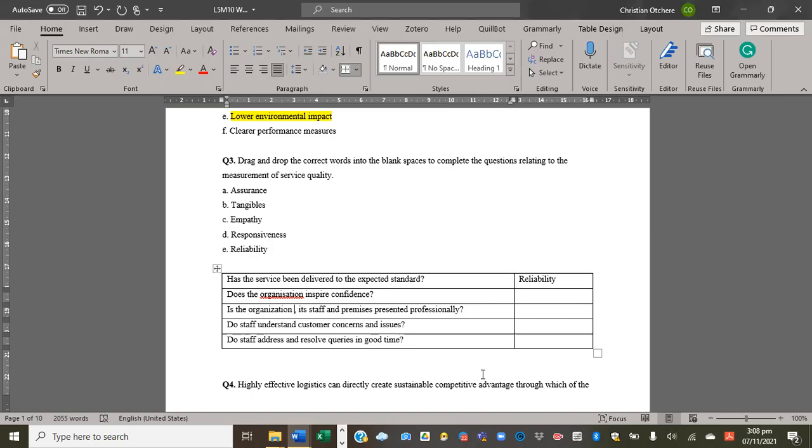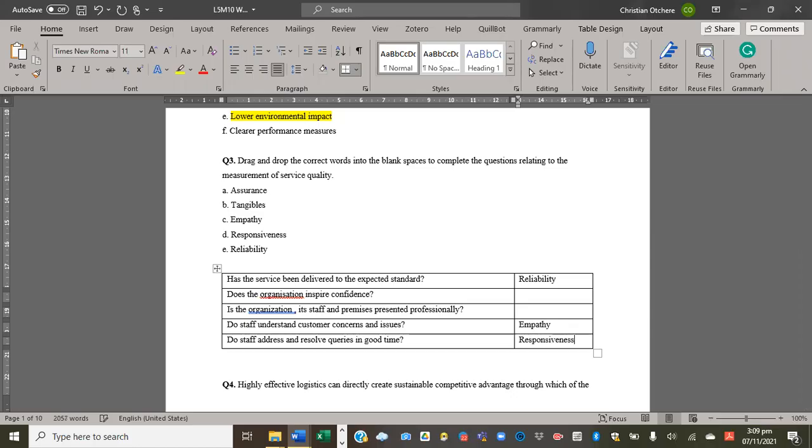I'll go for empathy. Do staff understand customer concerns and issues? Okay, so Crystal, let's do this. Use empathy for the fourth one. Then, do staff address and resolve queries in good time? You go for responsiveness. So the staff address and resolve one, responsiveness.